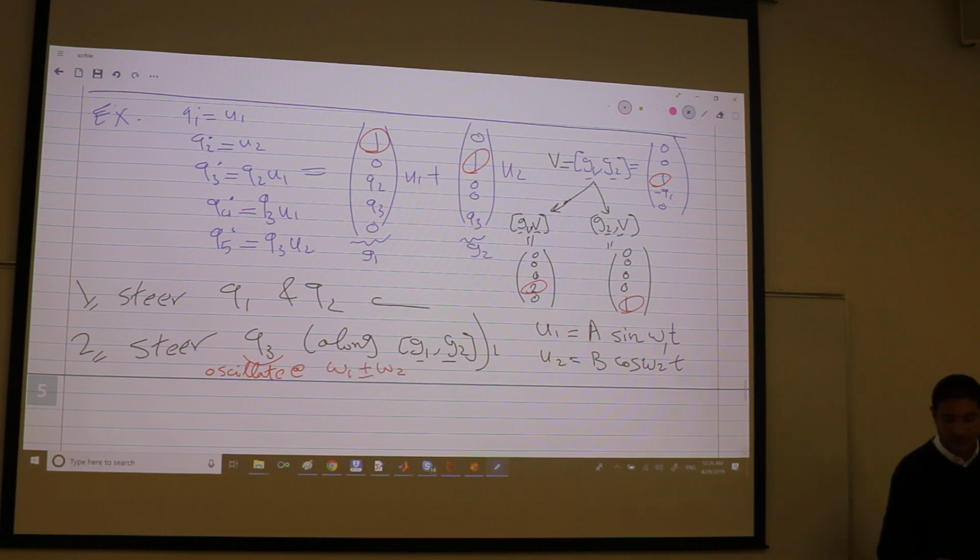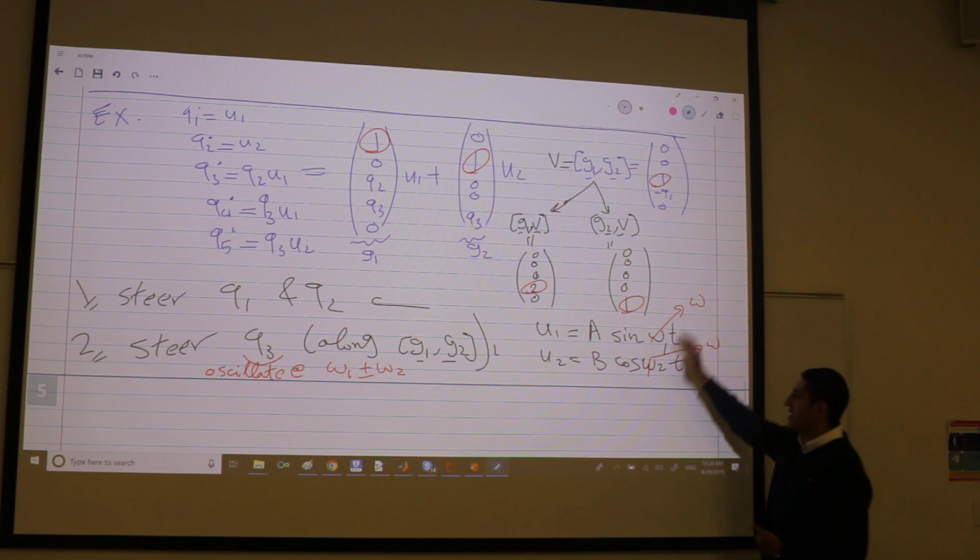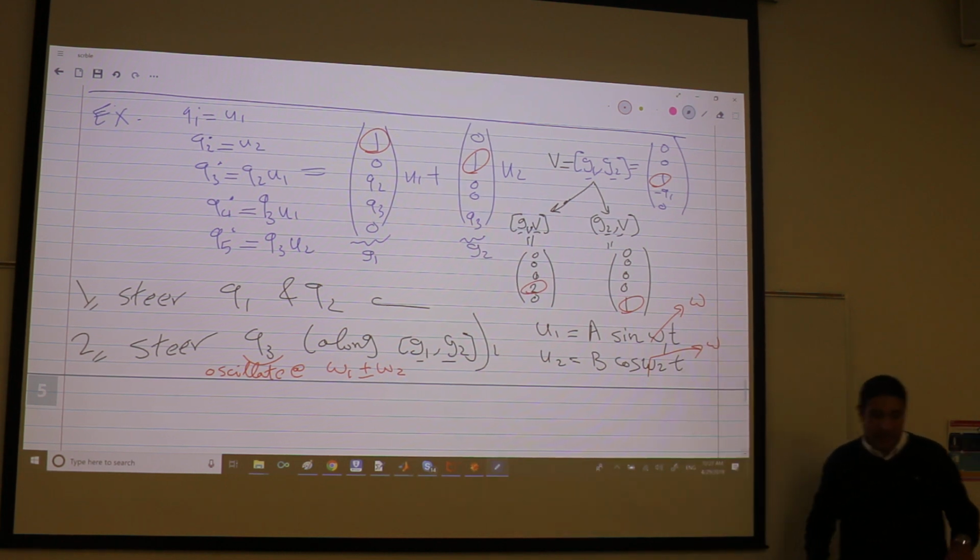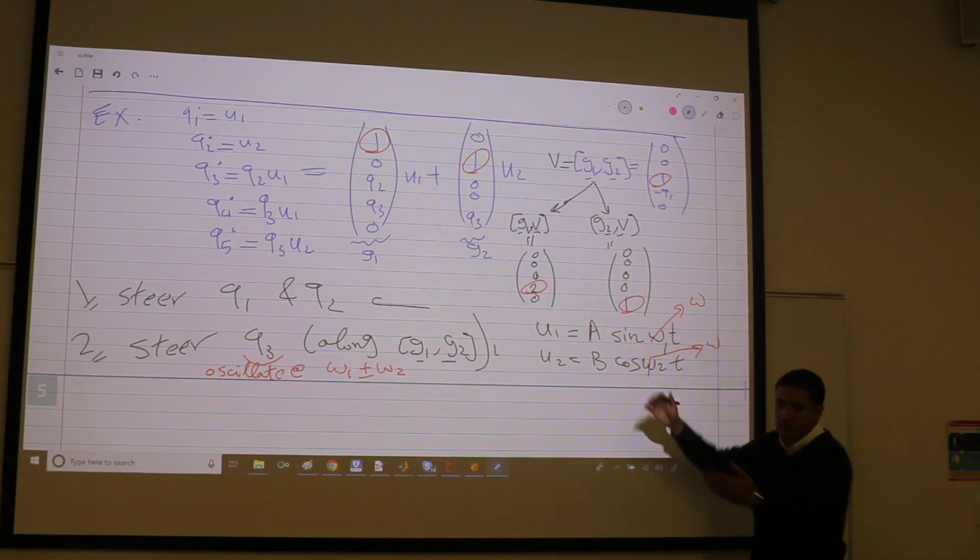So the obvious choice is to take them equal. So this is omega and omega, right? Okay? So always the Lie bracket, first order Lie bracket is easy. It's A sine omega t, B cosine, the same omega t. And it doesn't matter who is which, who is cosine, who is sine, doesn't matter.